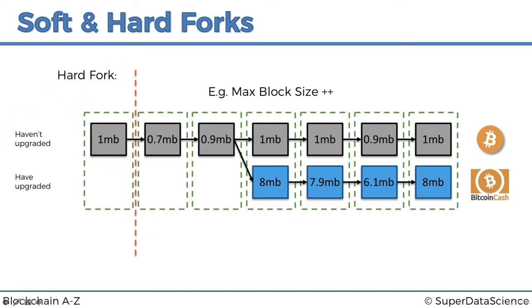And that's why it's called a hard fork, because it's like a hard change. It doesn't allow for the chains to come back together. It doesn't allow for the miners from the old network to accept those blocks as well. There we go. So that's a hard fork. Now let's have a look at a soft fork.